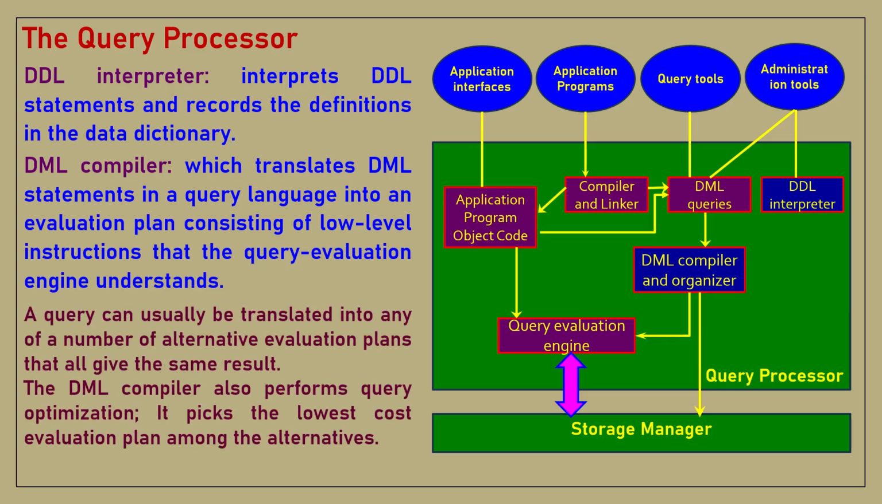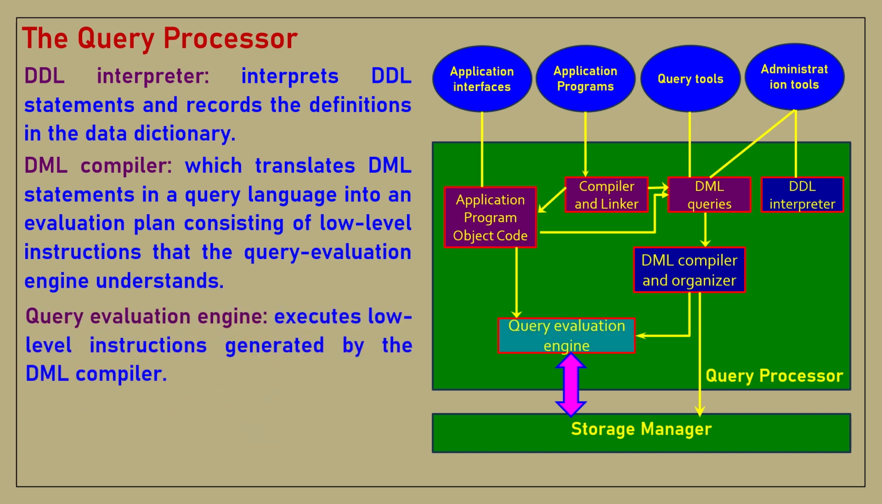A query can usually be translated into any of a number of alternative evaluation plans that all give the same result. The DML compiler also performs query optimization, that is, it picks the lowest cost evaluation plan among the alternatives. Query evaluation engine executes low-level instructions generated by the DML compiler.